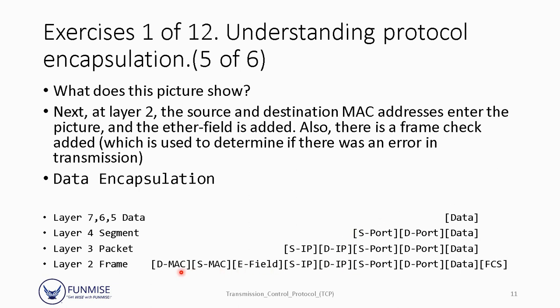Next, at layer 2, the source and destination MAC addresses enter the picture, and the ether field is added. Also, there is a frame check sequence that is added. This is used to determine if there was an error in the transmission, only in the transmission of the frame itself, not necessarily whether or not there was an error in these higher layers, just an error in transmitting what it received at layer 2.